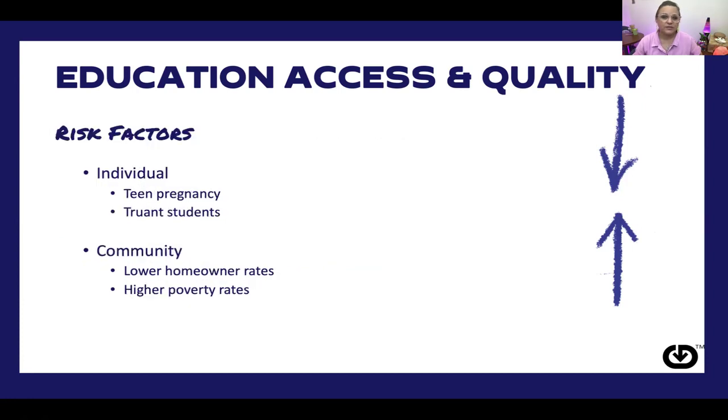Now, there are risk factors that we should be aware of in terms of education access and quality. For individuals, we want to look at teen pregnancies or students who are truant and missing school a lot. And then for the community, we want to look at lower homeowner rates and higher poverty rates, because in America, education is tied into property taxes of the local community. So the lower the property taxes in the area, the lower resources that school will have.